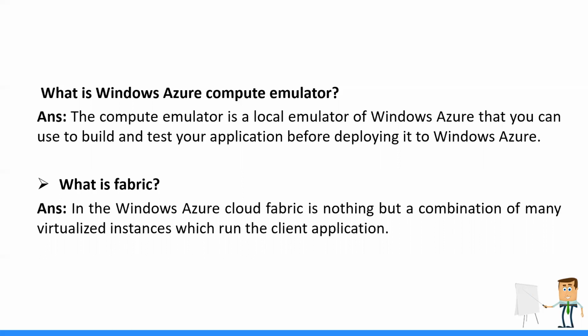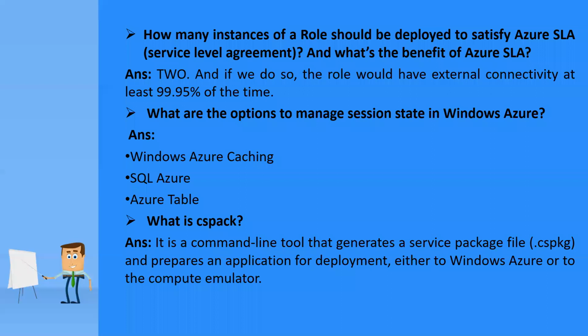Right? So our first question here is, what is Windows Azure Compute Emulator? Now, Emulator, it's a local emulator of Windows Azure. With this, you can build and test your application before you want to deploy it to Windows Azure. Next, what is a Fabric? Fabric as in Cloud Fabric or Windows Azure Cloud Fabric. It's nothing but a combination of many virtualized instances which run the client application. Right? Simple, isn't it? But these also play a very important role, so you should have a good understanding of them too.